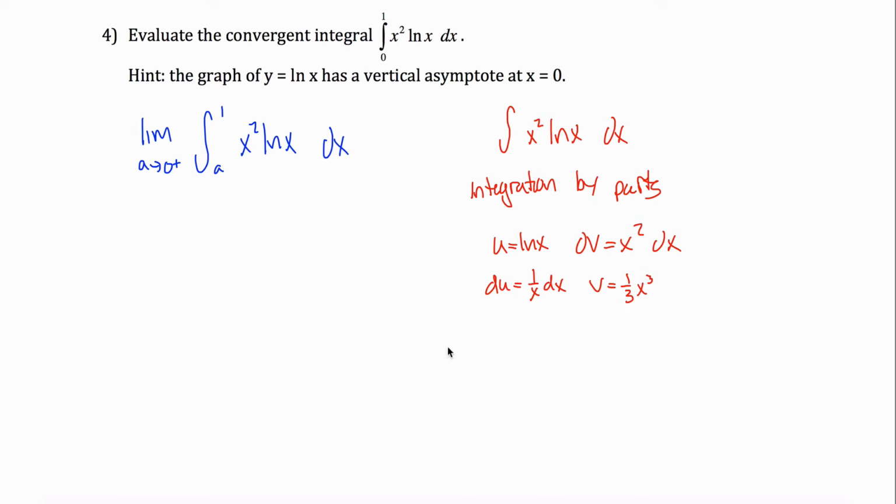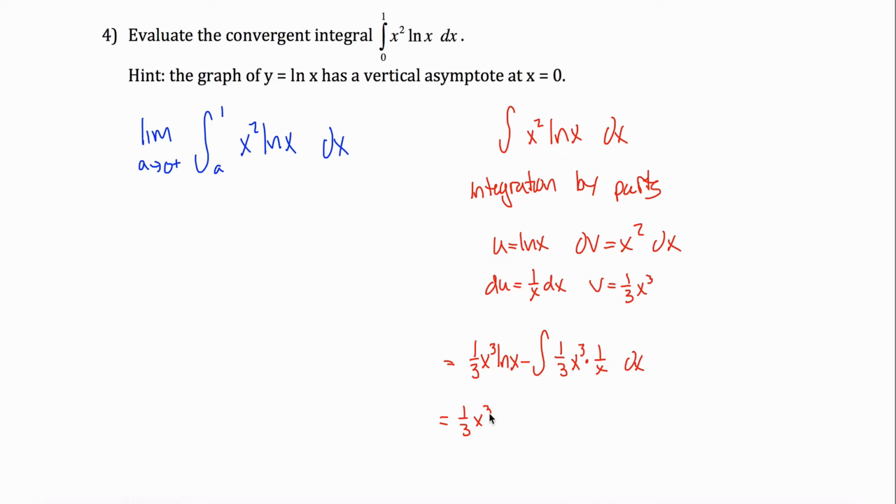So my integration by parts formula tells me that the integral of this thing is equal to u times v. In other words, 1/3 x cubed natural log of x. I'm going to write it like that. Minus the integral of v du. So here's the v and here's the du. If I put those guys together, I'll write it once: 1/3 x cubed times 1 over x dx.